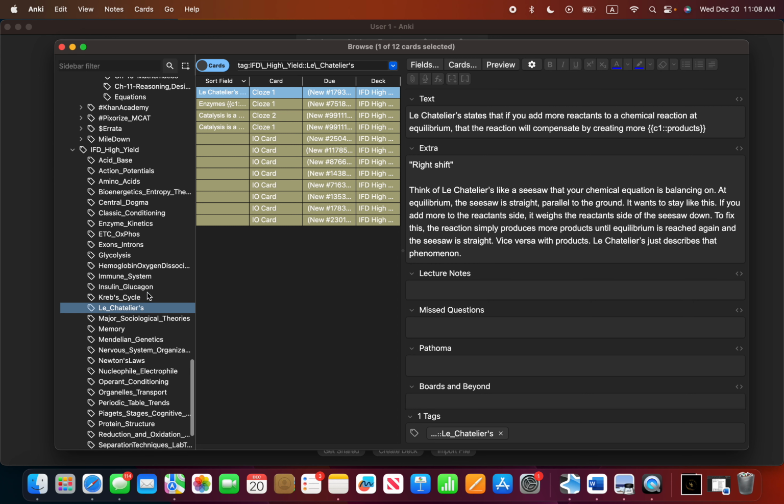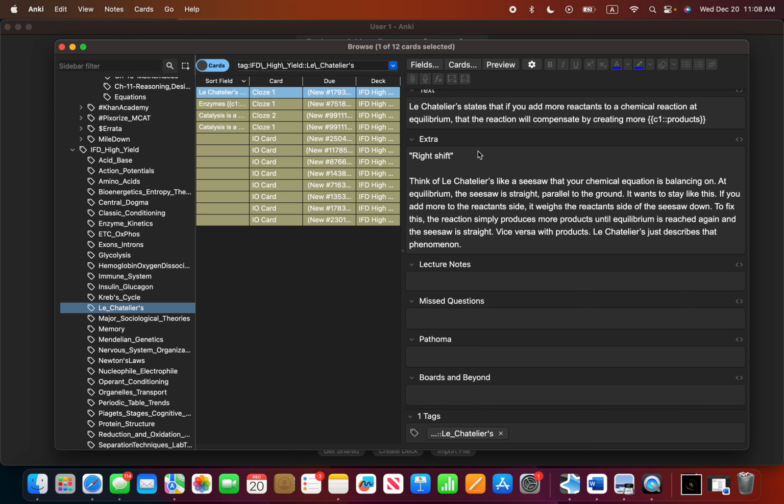Okay, then we have Le Chatelier's principle. Le Chatelier's states that if you add more reactants to a chemical reaction at equilibrium, the reaction will compensate by creating more products. So the more reactants you add to the chemical reaction, the more products you have. And this concept is right shift.